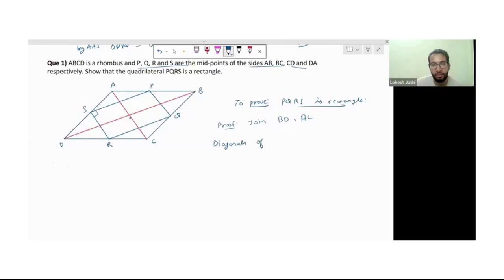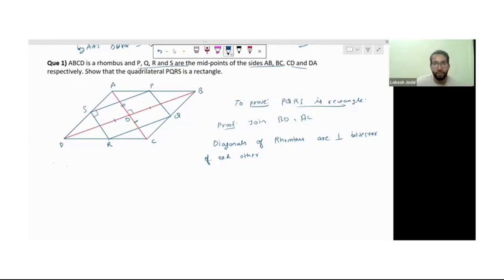diagonals of a rhombus are perpendicular bisectors of each other. So we can say that this angle is equal to 90 degrees and these sides are equal and these are equal. Suppose this point is O. Okay, so why have we done this construction? Because using this we have to prove that this angle is equal to 90 degrees. If we are able to do that, then it's very easy for us.